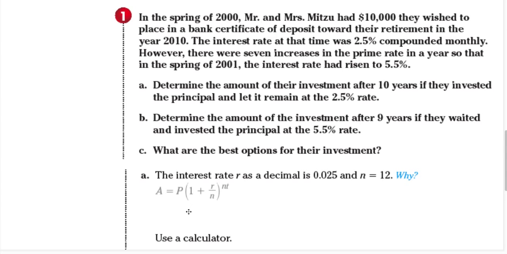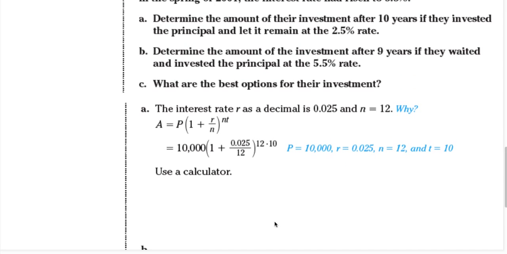We use the formula A equals P times the quantity 1 plus R over n raised to the nt. And then we simply substitute the value for P, which is 10,000, and for R, which is 0.025, the decimal of our rate. And n will be 12, and t will be 10 for 10 years. So this is how it's going to look like: 10,000 times the quantity 1 plus 0.025, which is the rate, all over 12 compounded monthly for a year, multiplied by 10, which is 10 years. And we use a calculator to do this.